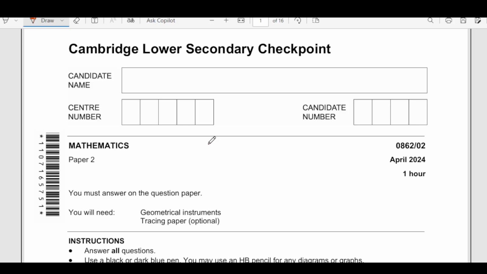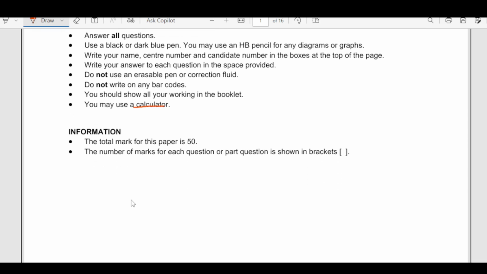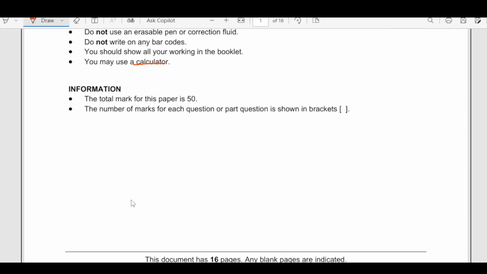Today we are going through Cambridge Lower Secondary Checkpoint Mathematics paper 2 from the April 2024 series. The time to complete this paper is 1 hour, and as this is paper 2, you can use a calculator. As you can see in the instructions, you may use a calculator here. The total marks of the paper is 50.